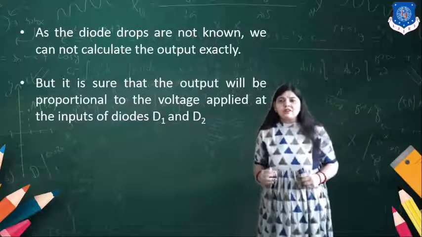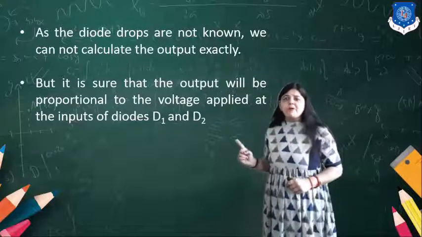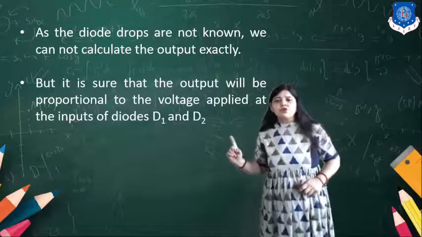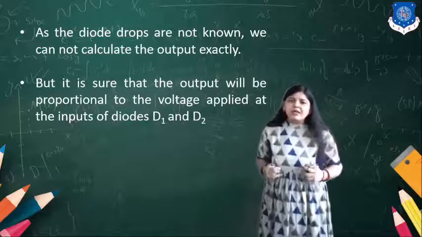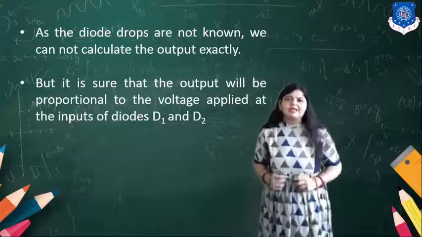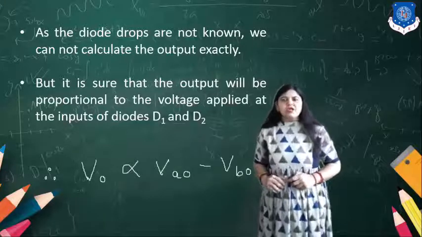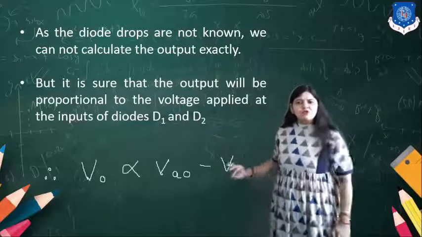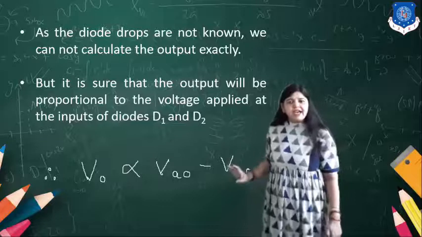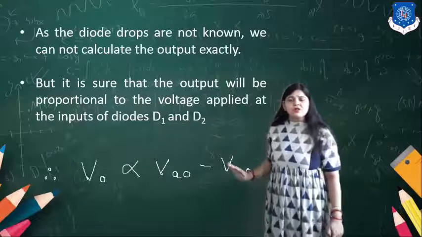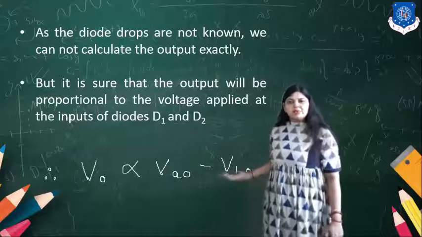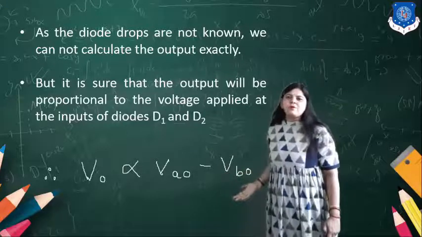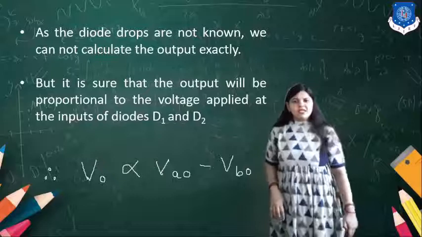But it is sure that the output will be proportional to the voltage applied to D1 and D2, and the output voltage depends on what? That is the frequency. So you can say that the output voltage VA'B' is proportional to that V0. But what is VA'B'? It's VA0 minus VB0.